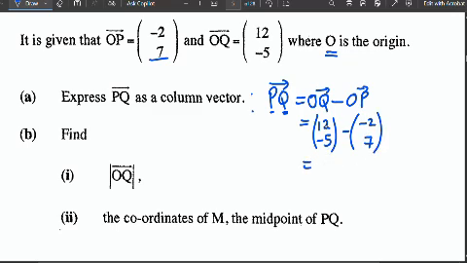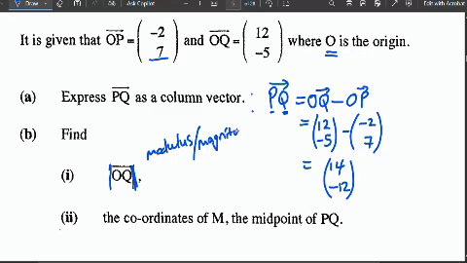right? So 12 minus -2 is the same as 12 plus 2, which is 14. Minus 5 minus 7, that's minus 12. That's our PQ as a column vector. Then this means the modulus or magnitude of OQ. We call it modulus or magnitude, right? Or we can also say its size, right?